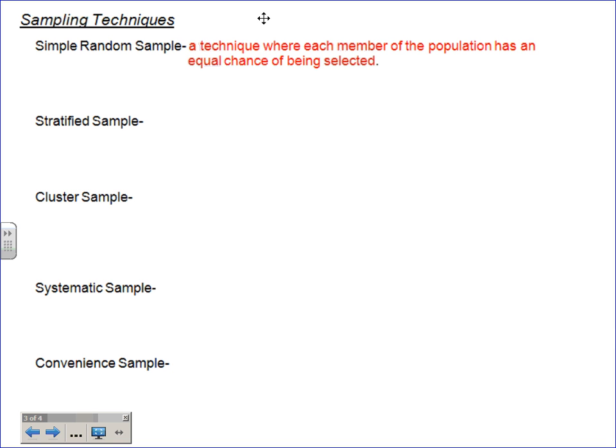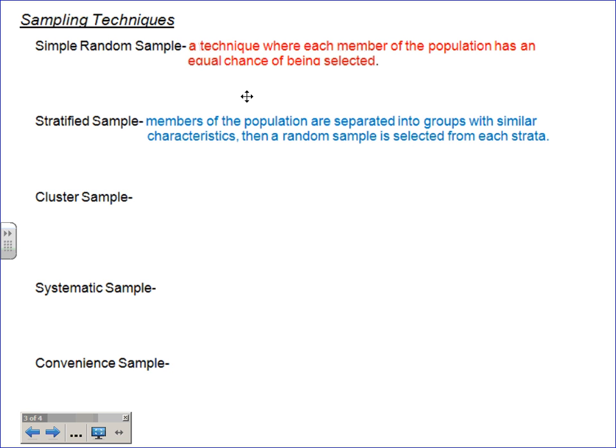Stratified sample. So first, the members of the population are separated into groups with similar characteristics. So in here, it could be, oh, we'll put the males over there, we'll put the females over here. All right? Then a random sample is selected from each strata. So what's the strata in the example I just gave you? Right, it's the males and females, and what I have to do is a random sample from each strata. And normally it's best if you pick the same number from each strata. I don't want to pick 4 females and then just 1 male. That's not a very good sample.